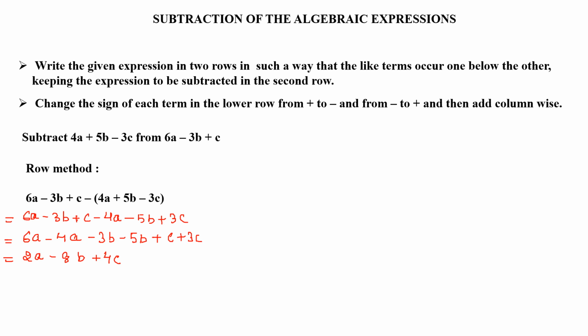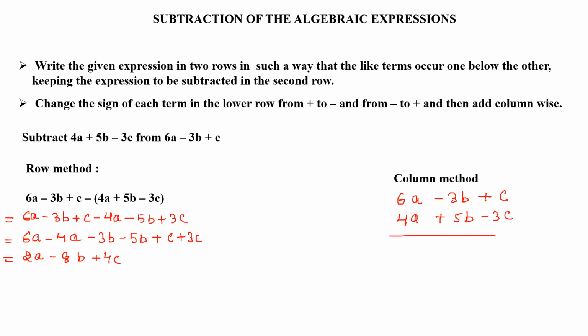Now next I am going to show this using the column method. So again here first you have to write the expression which is written after "from". So 6a minus 3b plus c, and in the second row you have to write the expression which is to be subtracted, but you have to keep in mind like terms should fall one below the other. So here it will be 4a, then plus 5b, and then minus 3c.